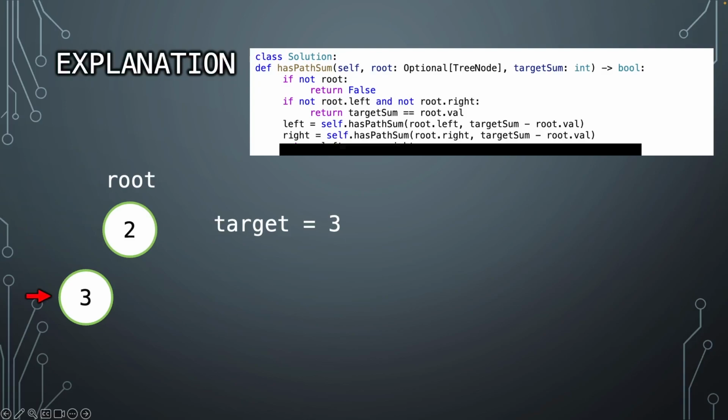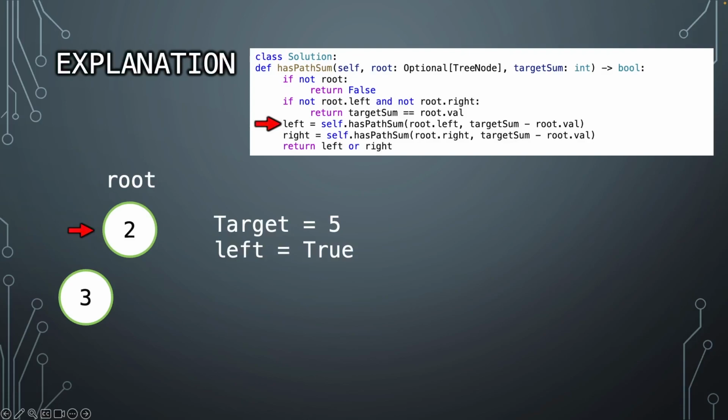If our tree does have a solution, it will eventually hit a leaf node and compare its value with the updated target and return true or false if they are equal. In this case, 3 equals 3, so true is returned. We come back to 2. Our left subtree returned true because 3 equals 5 minus 2.